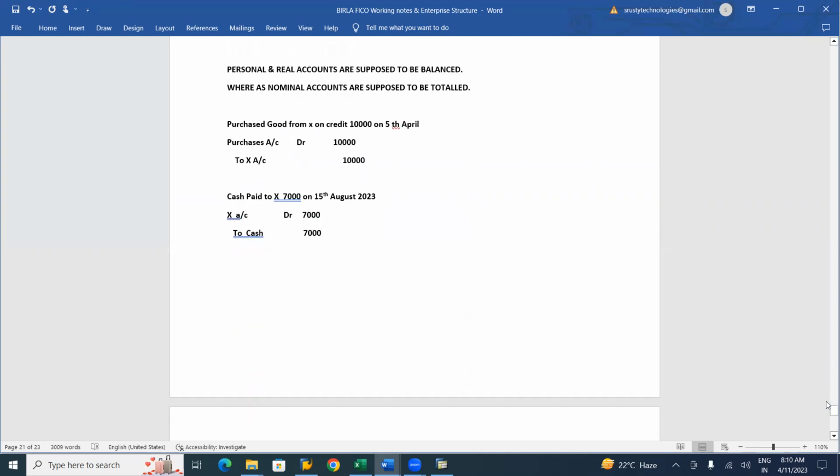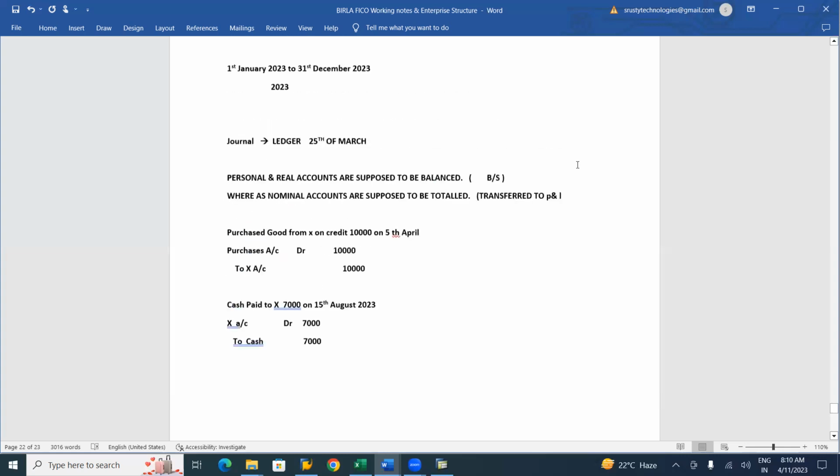So personal and real accounts are supposed to be balanced, whereas nominal accounts are supposed to be totaled. Whatever totals we do for nominal account items will be transferred to the profit and loss account, the P&L account. That is nothing but your profit and loss. And the balanced amounts will be transferred to your balance sheet.